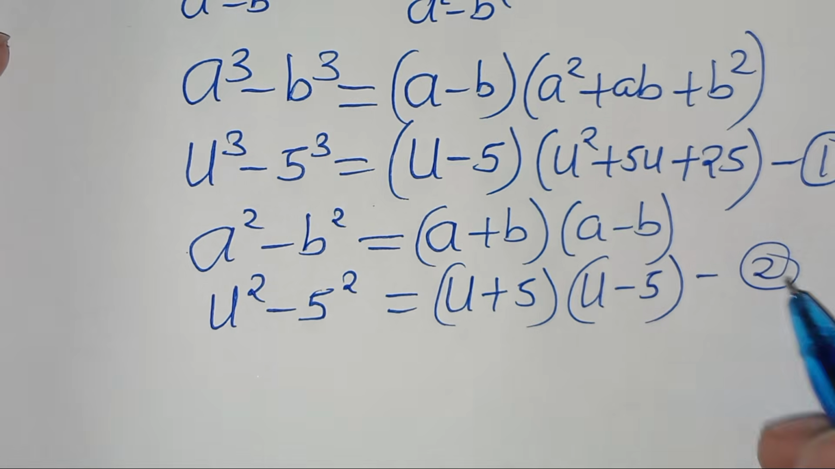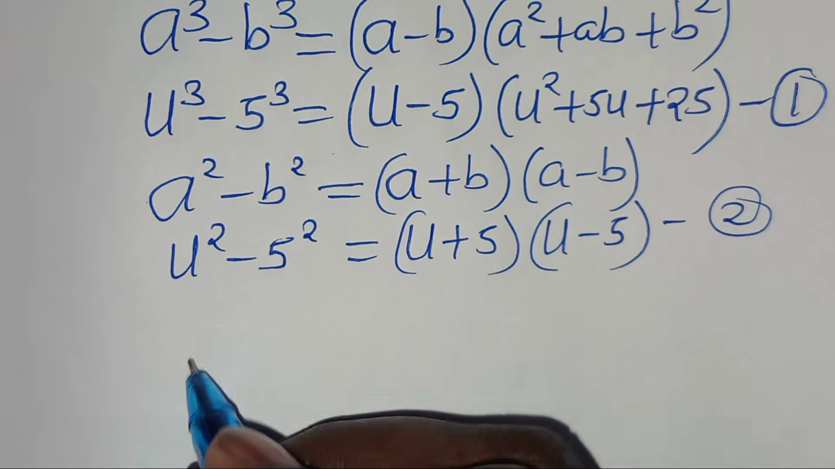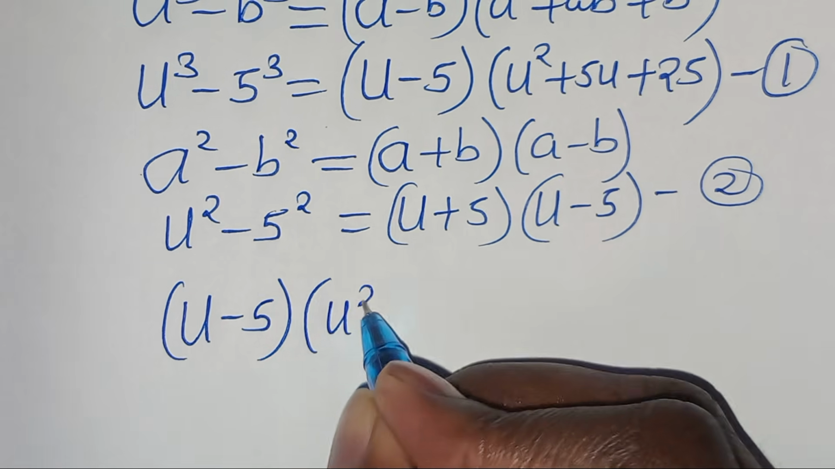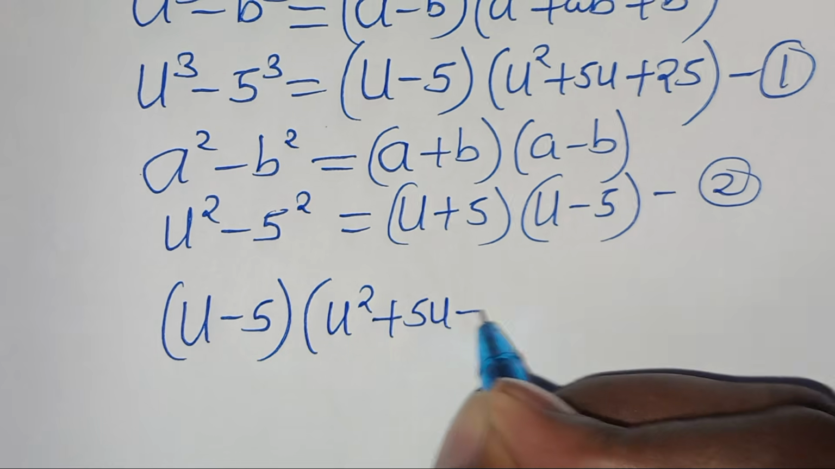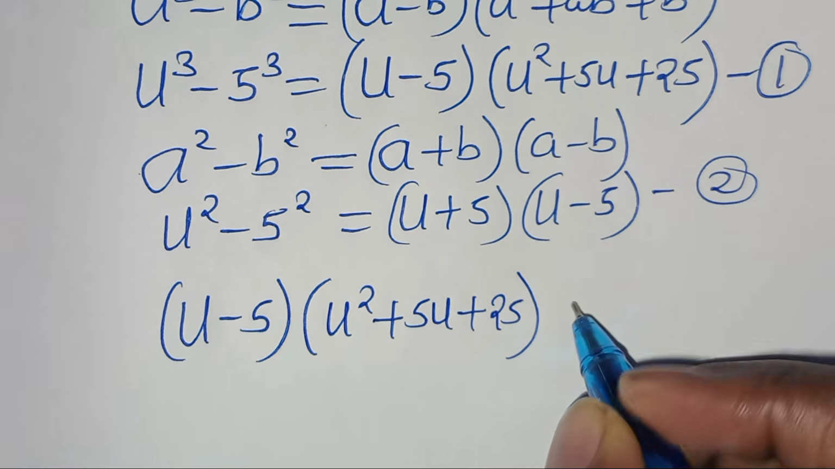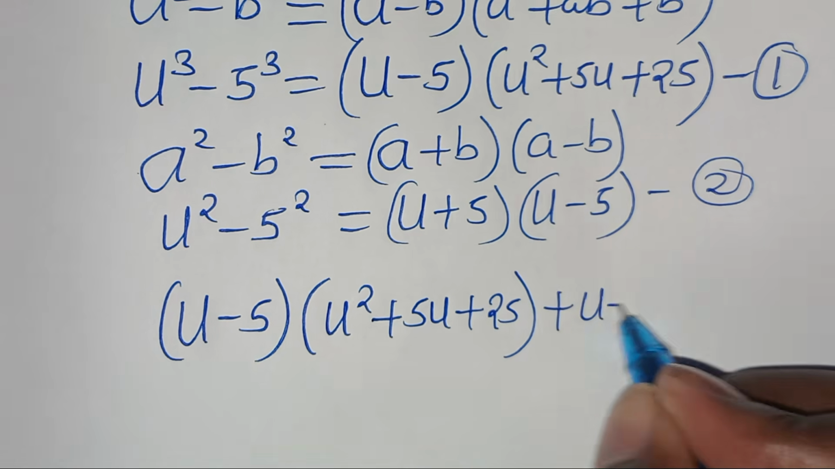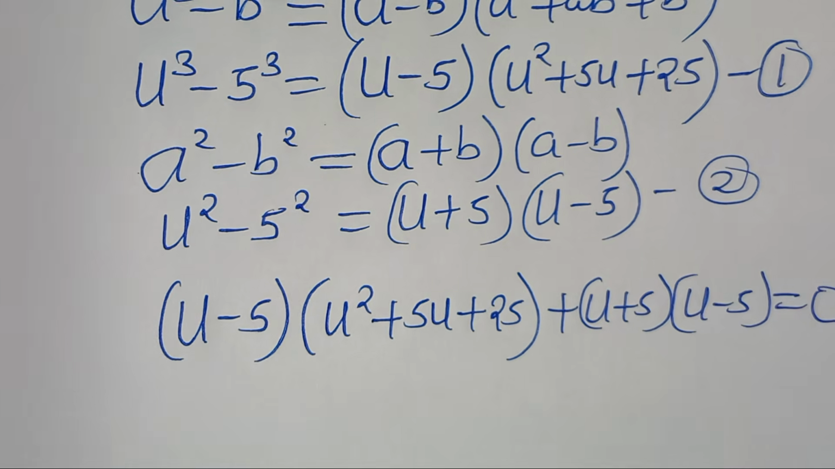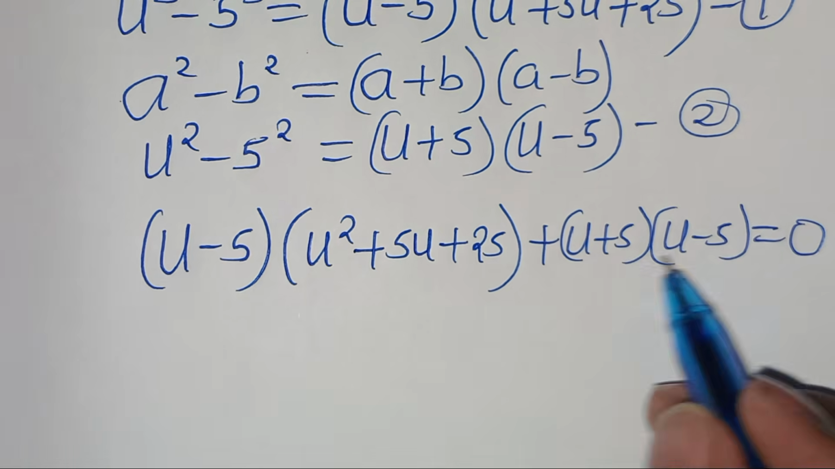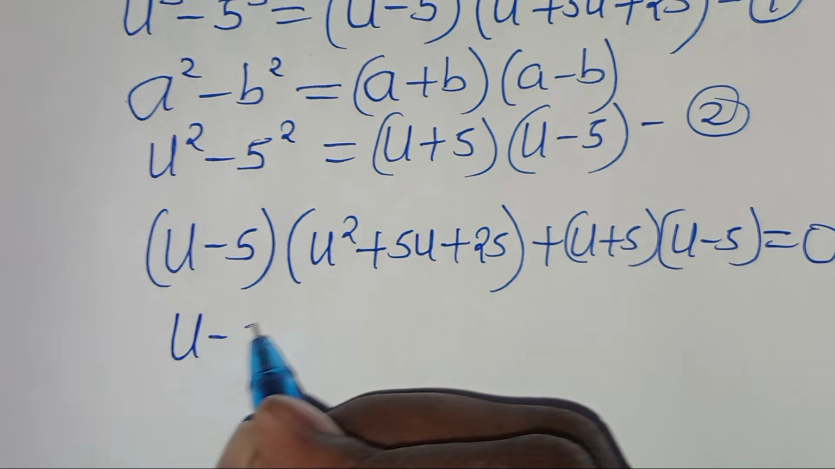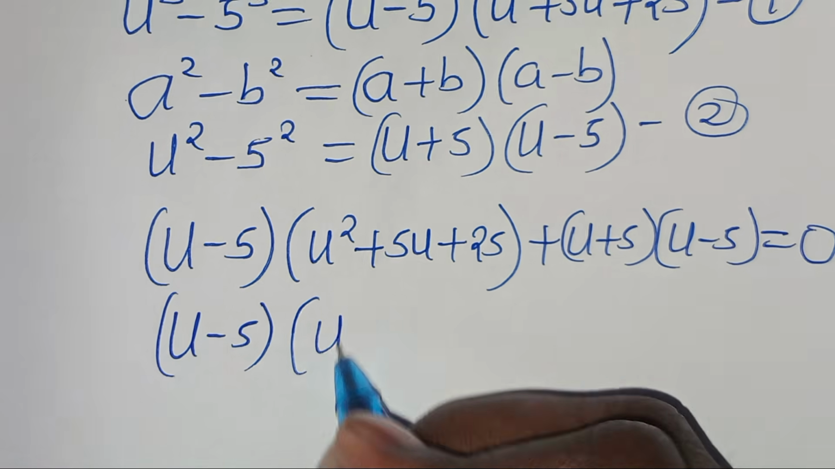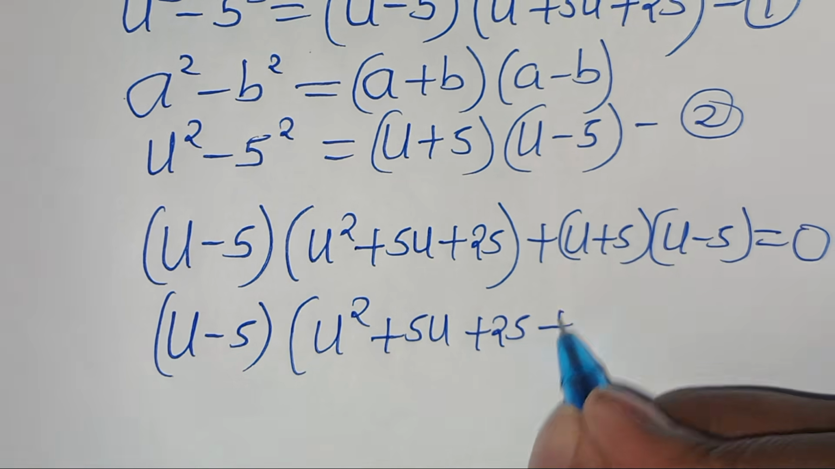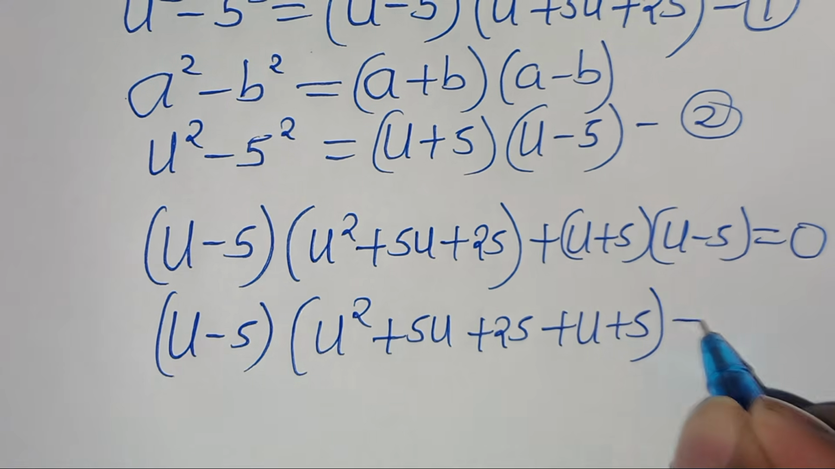Now let's combine part 1 and the second part so that we have u subtract 5, here we have u to the power of 2 plus 5u plus 25, then plus u plus 5 multiplied by u subtract 5. This is equal to 0. u minus 5 is common here, so we factor out u subtract 5. This is u to the power of 2 plus 5u plus 25, then plus u plus 5. This is equal to 0.